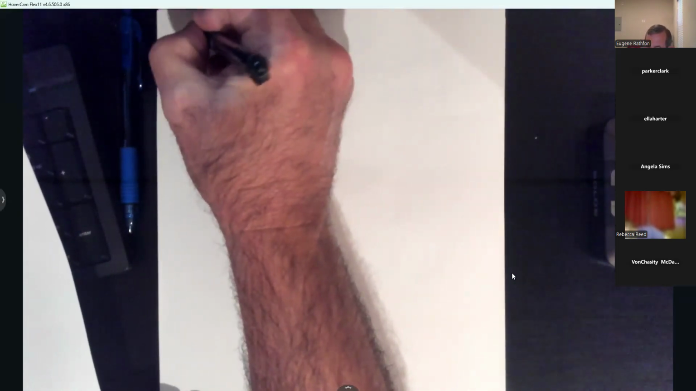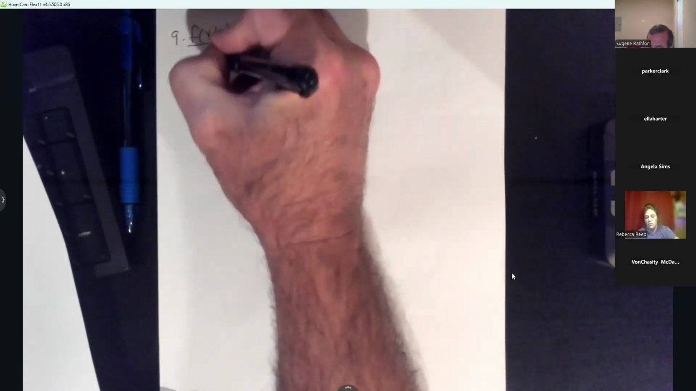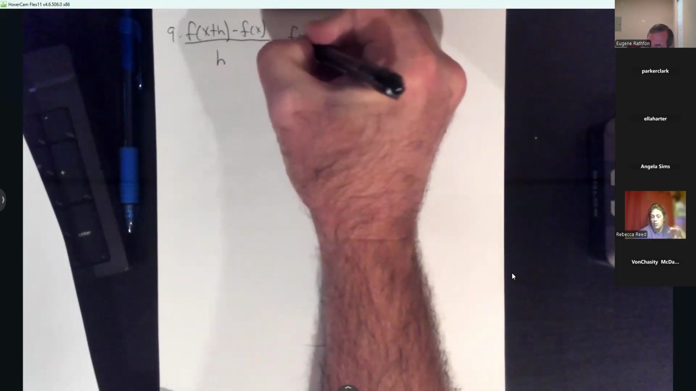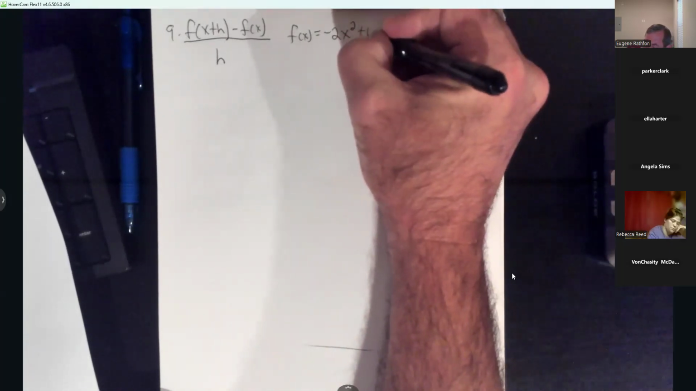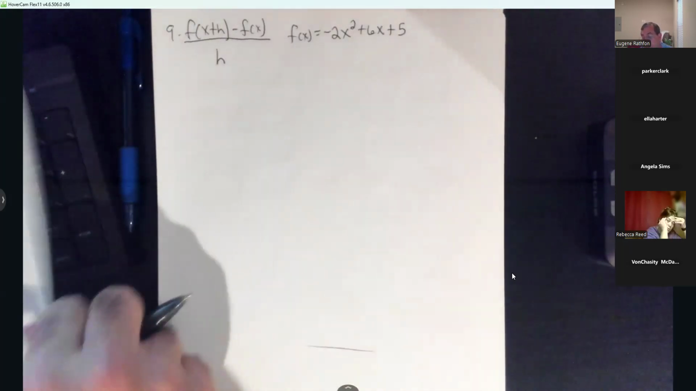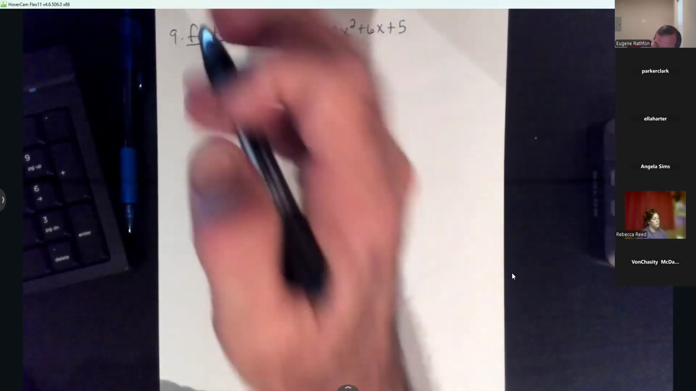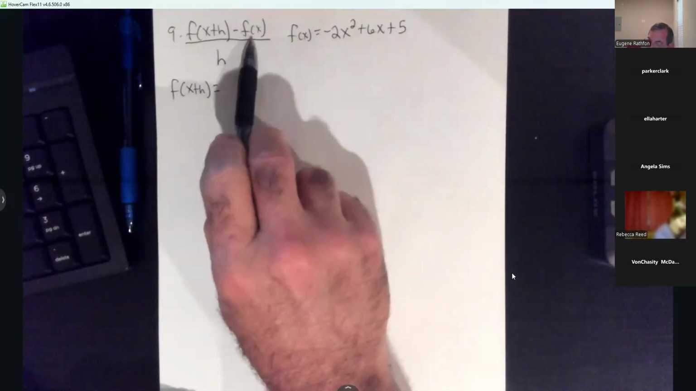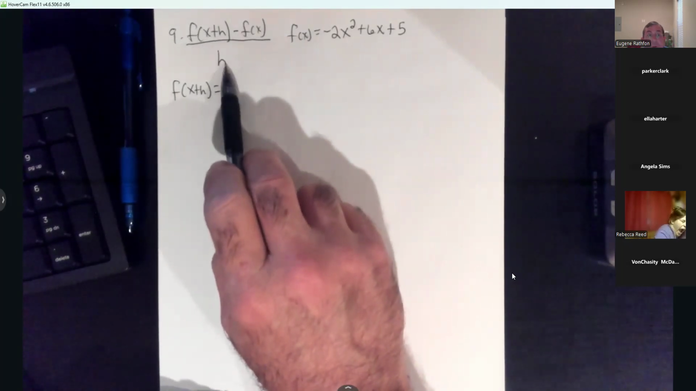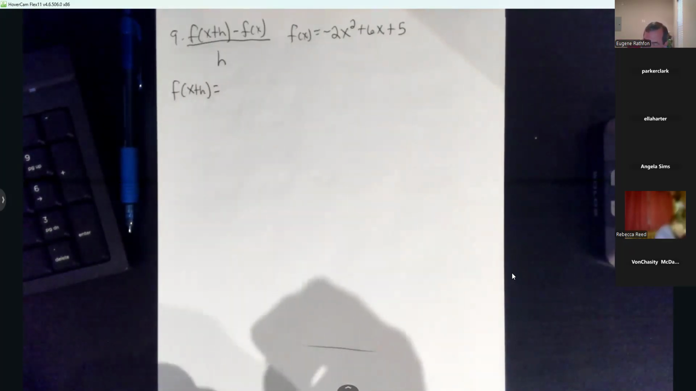So I'm finding the difference quotient, f of x plus h minus f of x all over h. And they're giving us f of x is -2x squared plus 6x plus 5. So really, the trick of this problem is getting the f of x plus h. So let's find f of x plus h, because they're giving me f of x over here, and it's always h on the bottom. So if we find this, we'll be able to plug everything in and then start simplifying it.